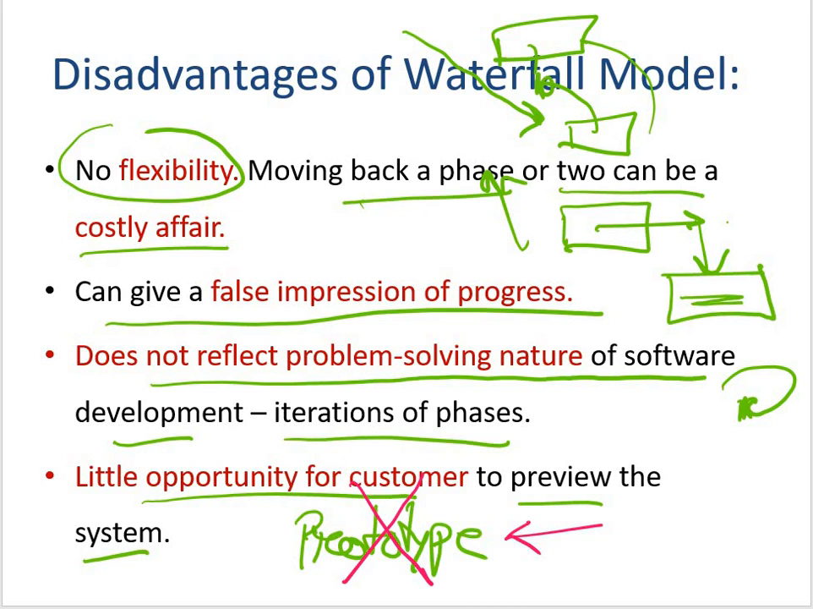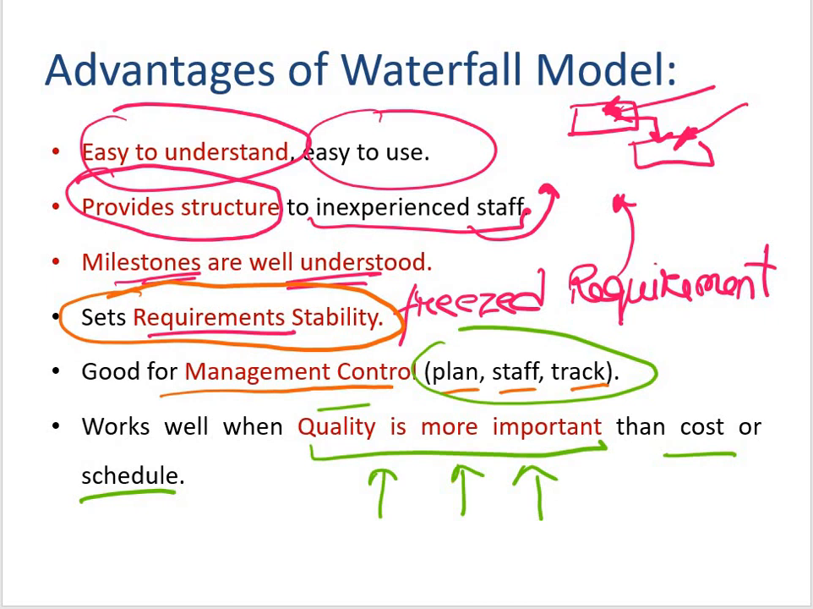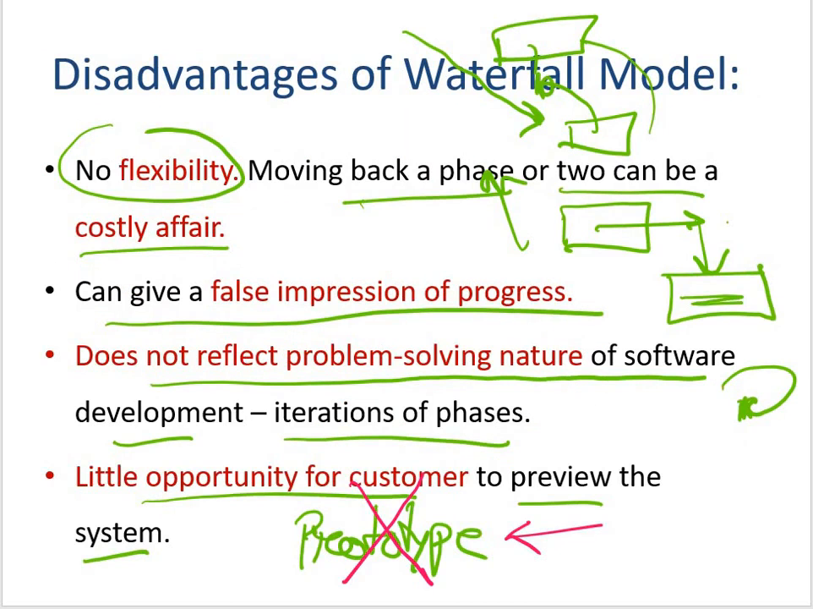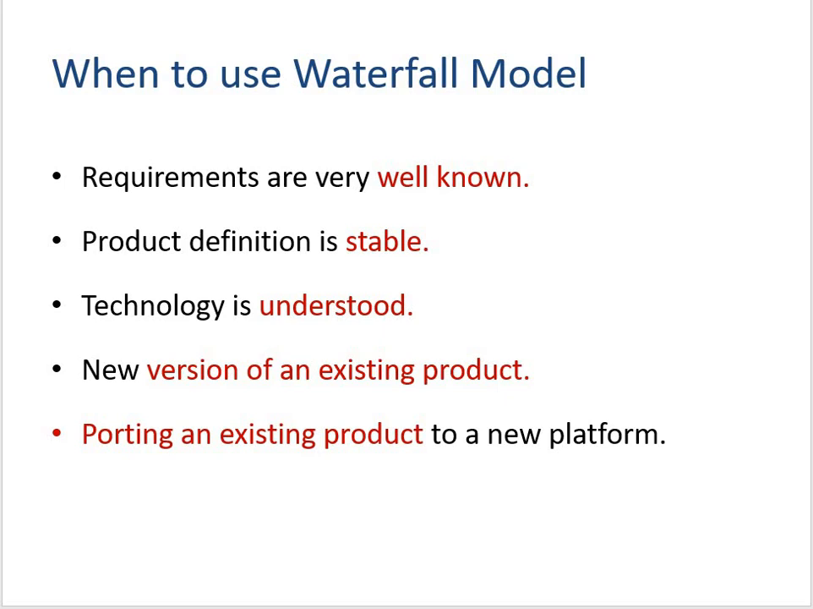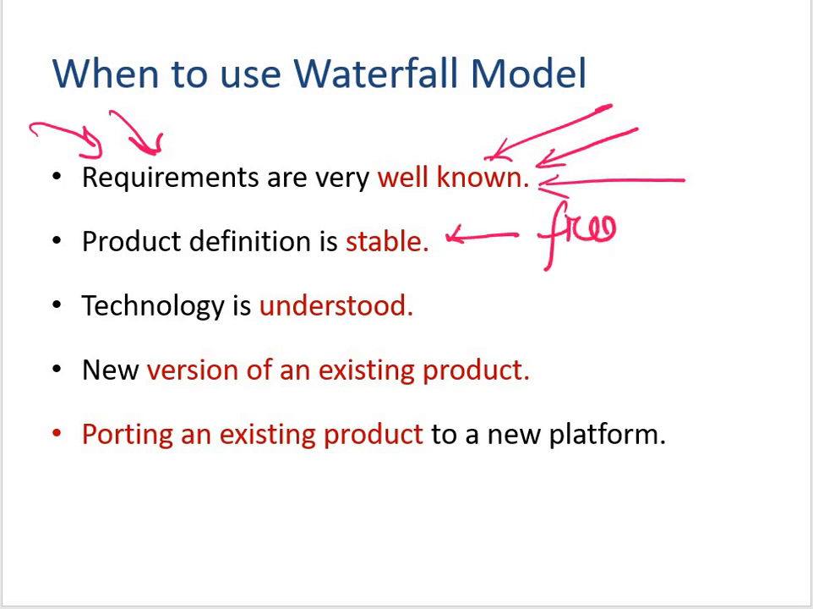So now let's try to identify, after all these benefits and drawbacks, where I should actually use the waterfall model. One point is common to every model: the requirements are very well known. This applies to each and every model. Use a particular model when requirements are very well known. When my product definition is stable, frozen, fixed, then go ahead with the waterfall model.